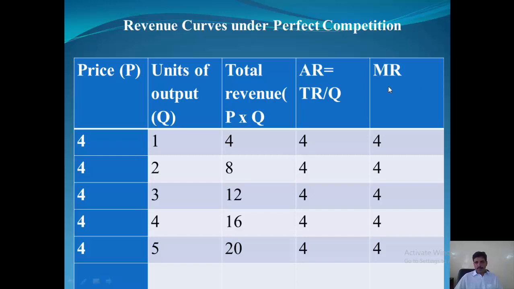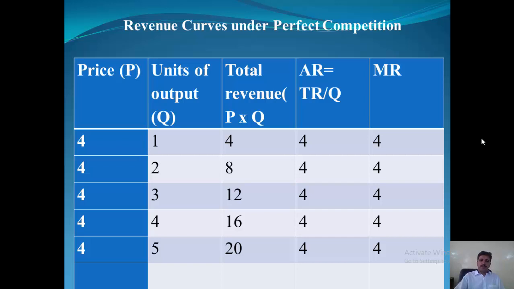Similarly, marginal revenue is the revenue which we derive from an additional unit of output. So the marginal revenue of the first unit is 4. For the second unit, how much is added? 8 minus 4, 4. 12 minus 8, 4. 16 minus 12, 4, and 4. So looking at this particular table, we can see that in perfect competition, the price is equal to the average revenue is equal to the marginal revenue. In other words, we can say that in perfect competition, the average revenue, marginal revenue and the price are equal.